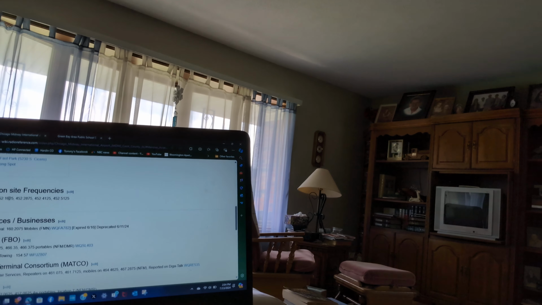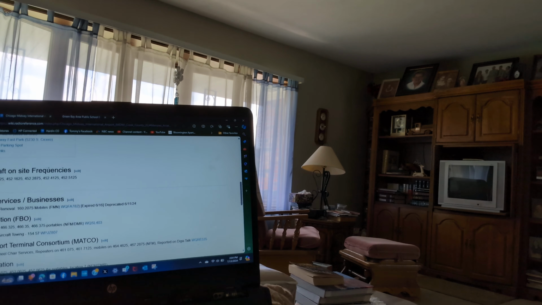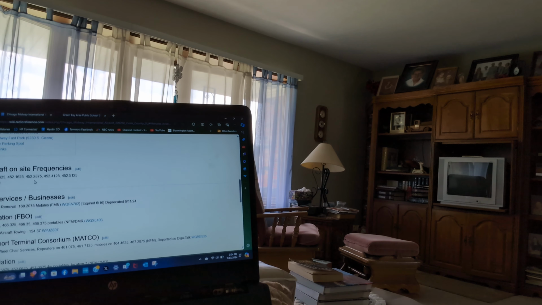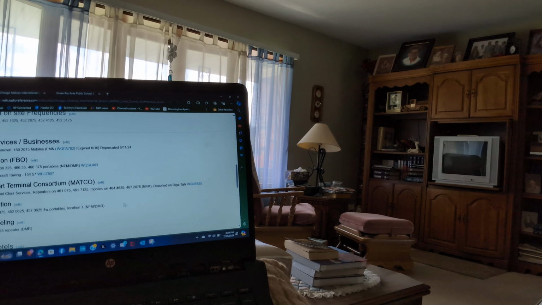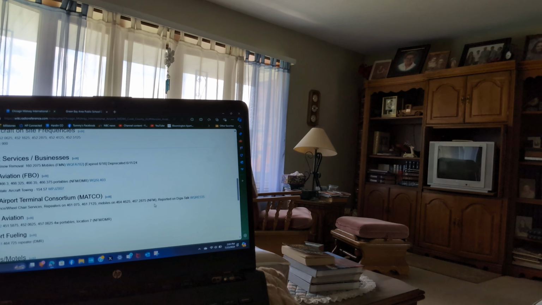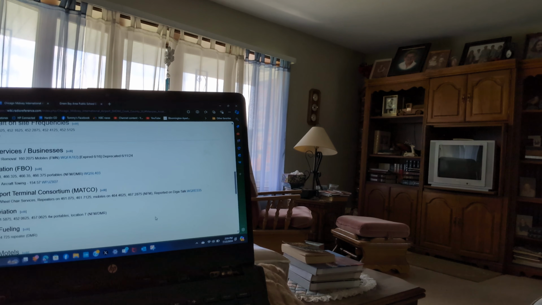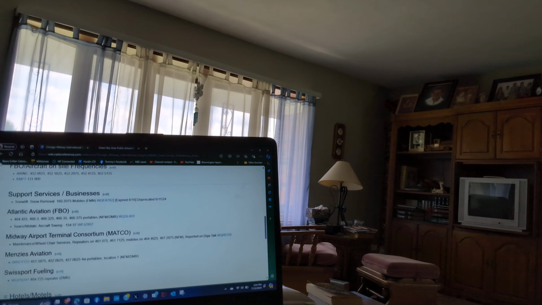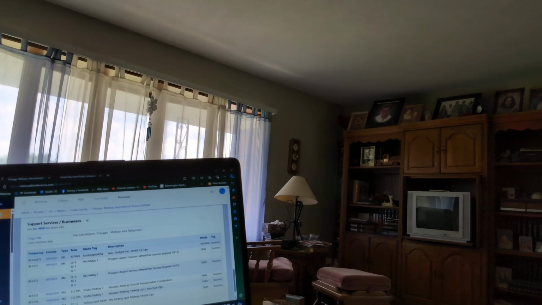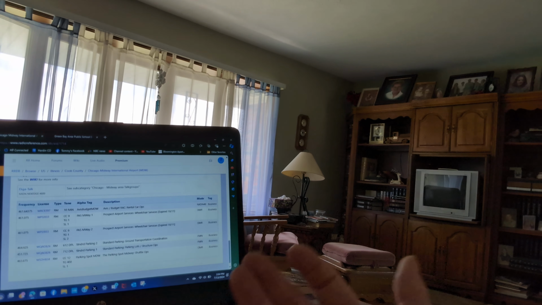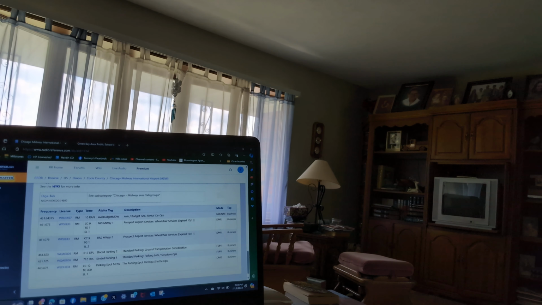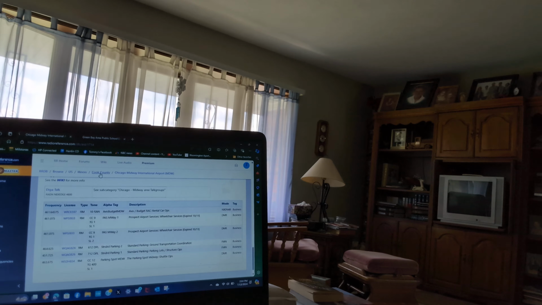So here's the airport site radio frequencies right here. This one, Atlantic Aviation, you see a lot of the stuff is on this Digitalk system. Seriously, people, not a lot of people are using Digitalk. Now, I don't know what Digitalk is because I can't listen to it because I don't got an NXDN radio.